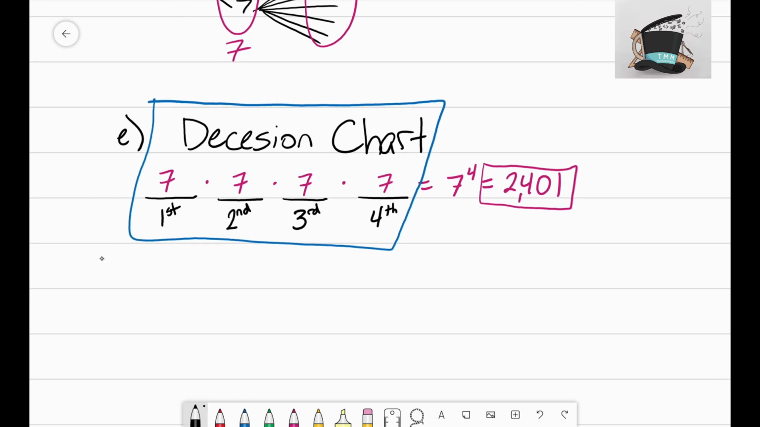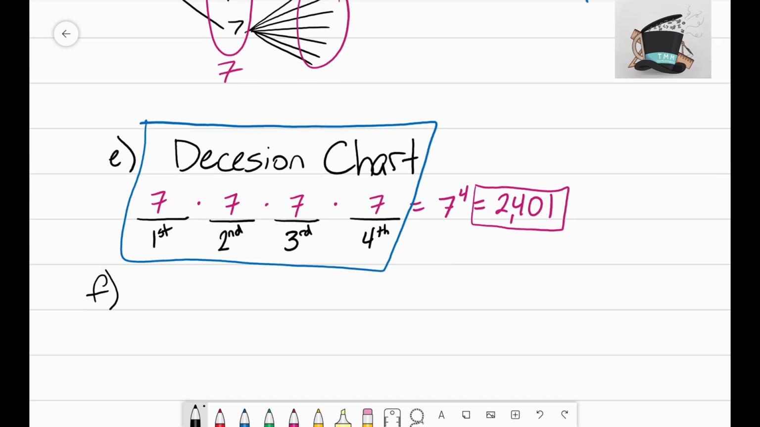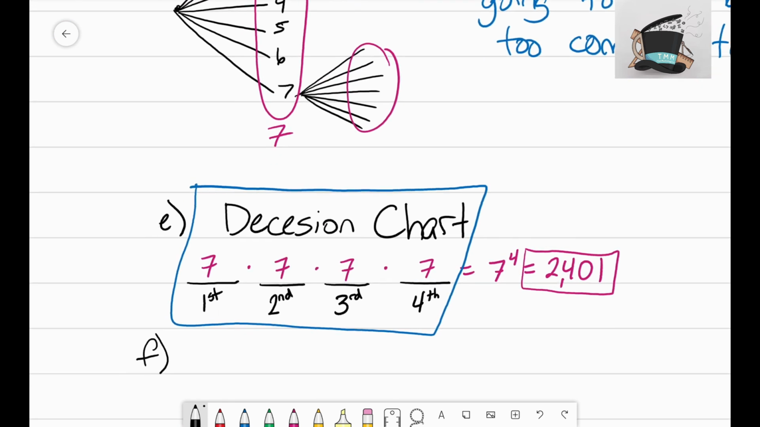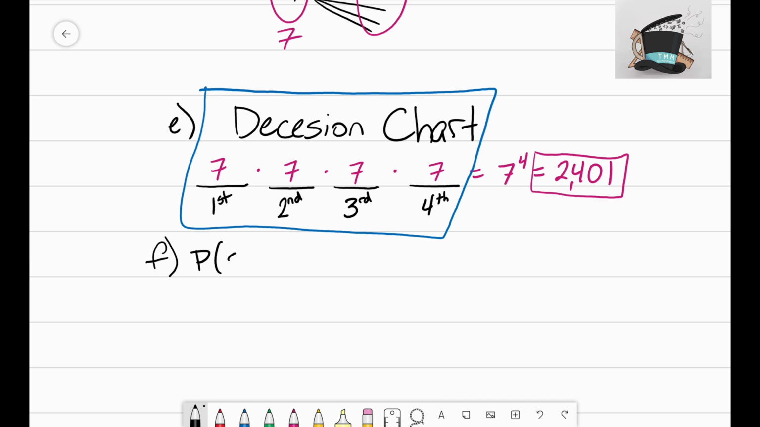Now, last but not least, we have to answer letter F. And letter F, remember, was the question that we asked all the way at the beginning, which said, what's the probability of us selecting this number, 2,763? Well, the probability of us getting 2,763 would be 1 out of, you guessed it, 2,401. That is the possibility of pulling that one number out, because that number isn't going to repeat. It's only itself. And out of the 2,401 possible combinations, there's only one of them that looks like this.